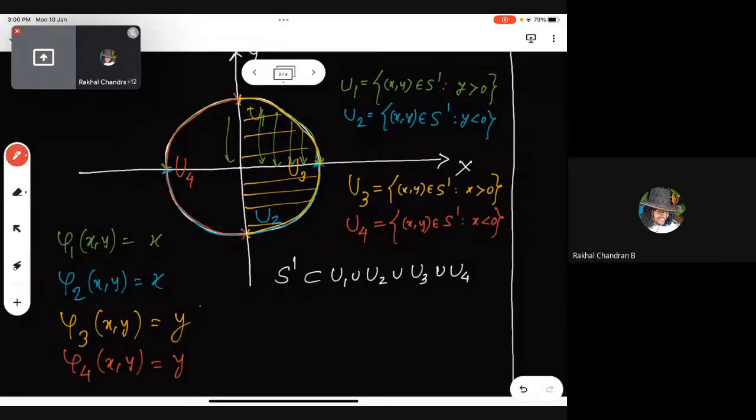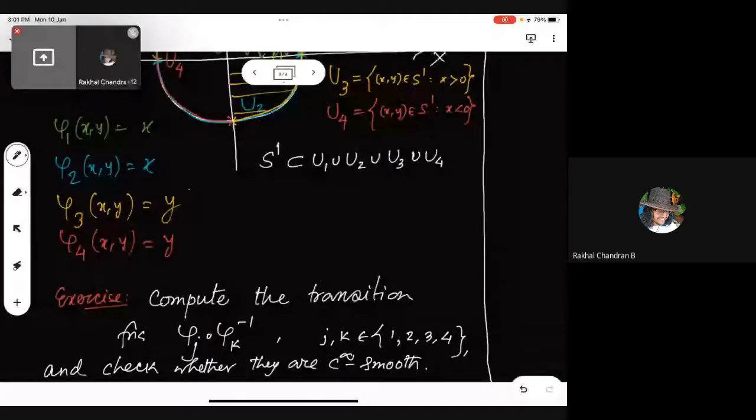So it's an exercise: compute the transition functions. Those are called transition functions, phi_j composed with phi_k inverse, where j, k belong to 1, 2, 3, 4. So compute this and check. Any question here?